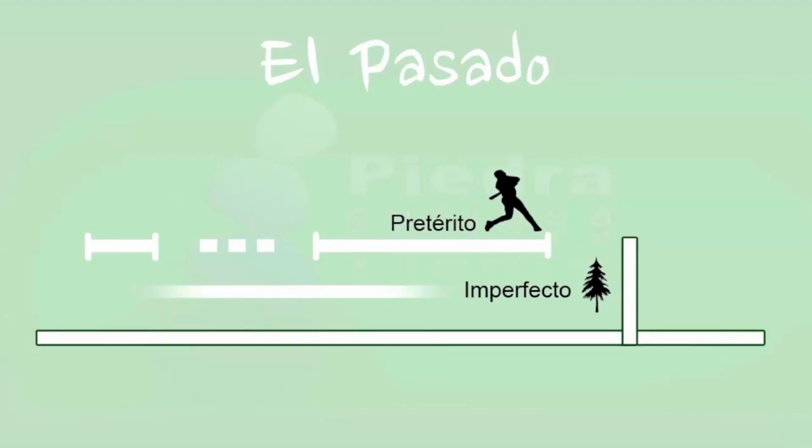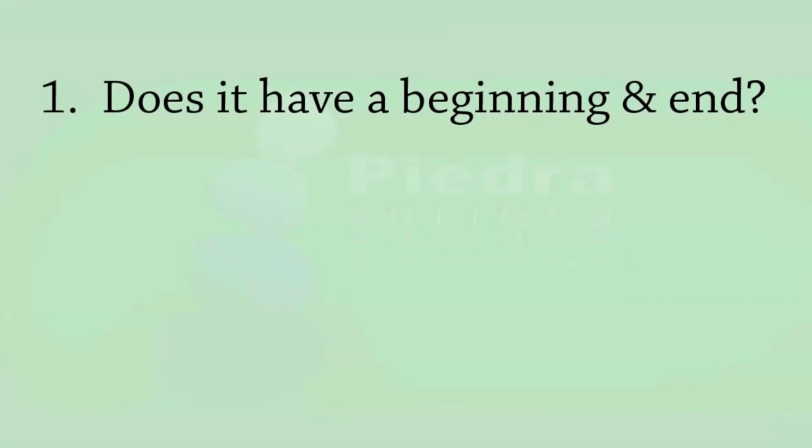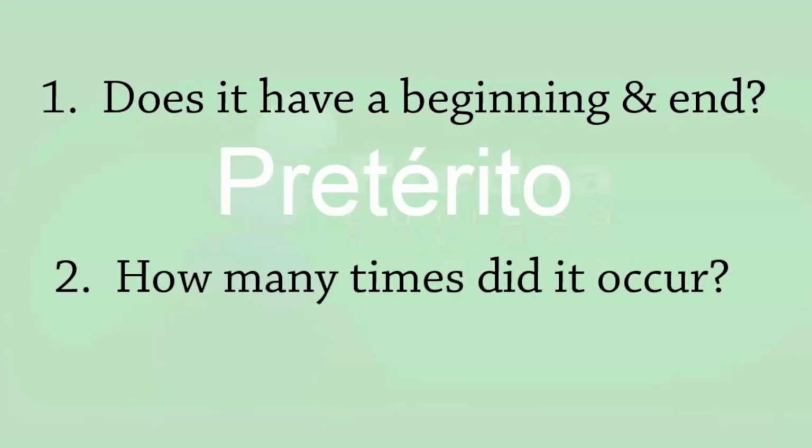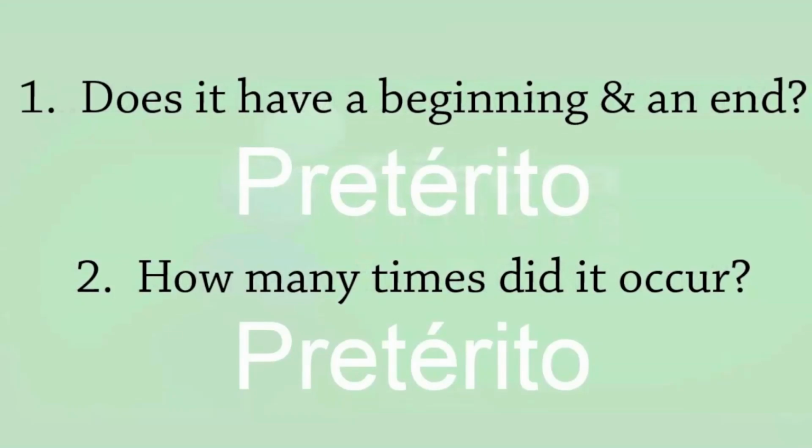When I'm looking at a sentence and deciding between preterite and imperfect, I ask myself two questions to help me decide. One, does it have a beginning and end? If so, then it's preterite. Another question that I can ask is, how many times did the action occur? If I can answer with a number, then chances are it's preterite. Let's look at some more examples in English to help us distinguish between the two.